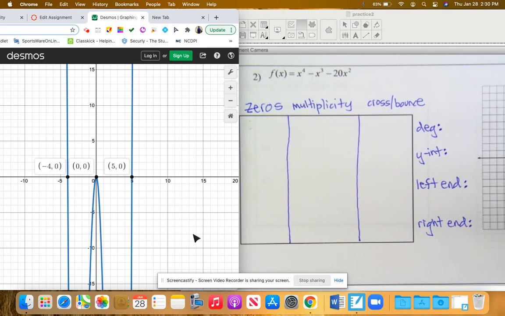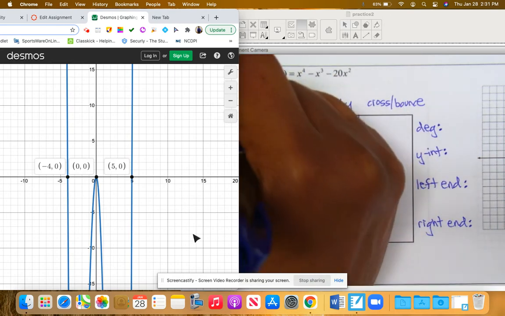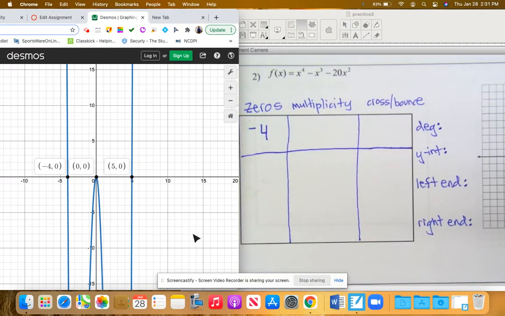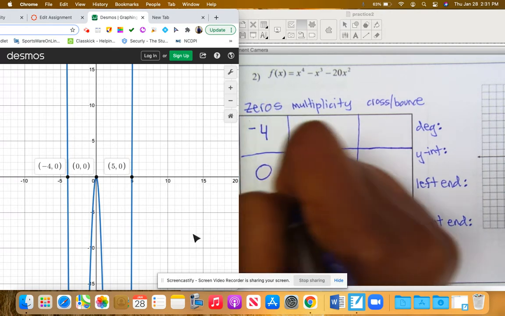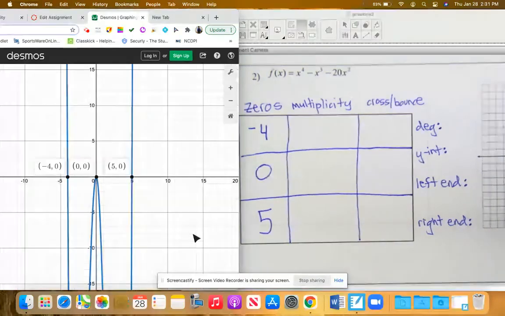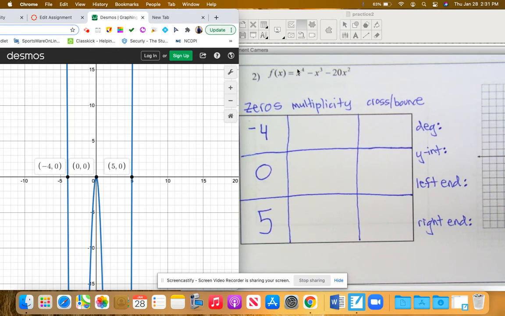So first column, list out your zeros. Our zeros, based off of the graph, I got one at -4. I got one at 0. And I got one at +5. So those are our 3 zeros. Now, this is x to the 4th. I can see that in my equation over here that my degree is x to the 4th. So I'm going to go ahead and label that this is x to the 4th.